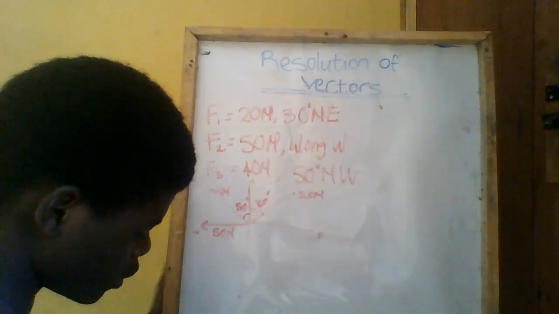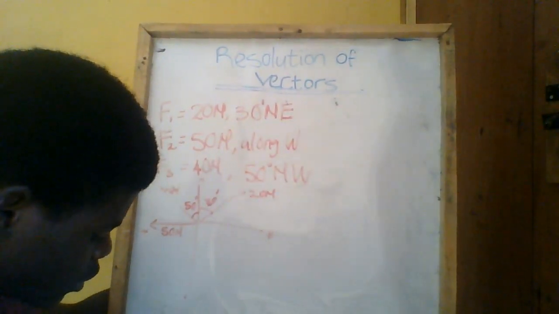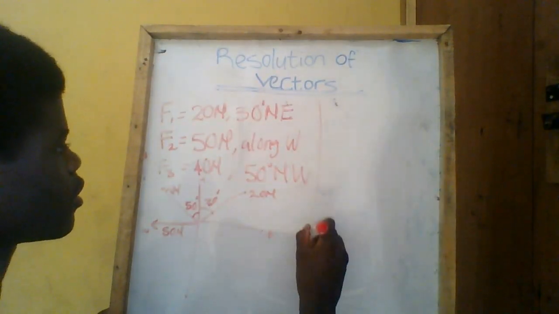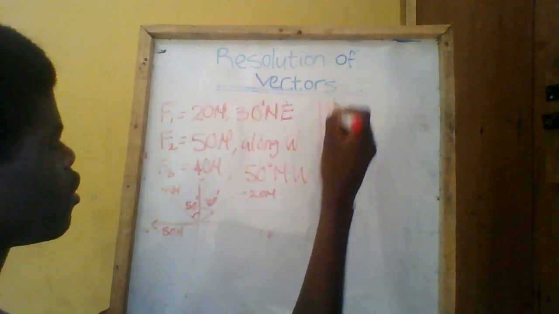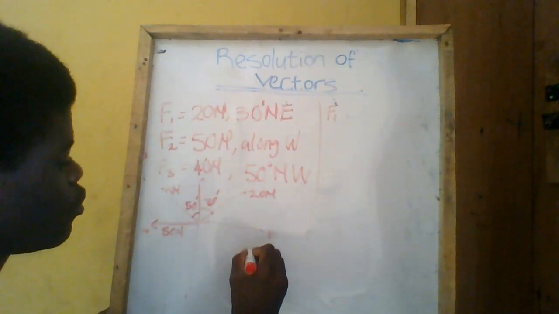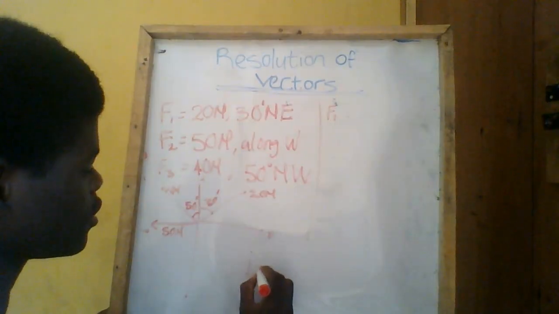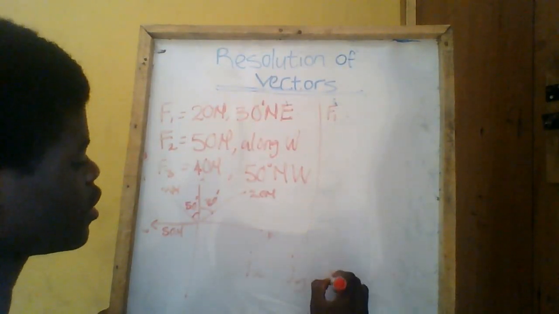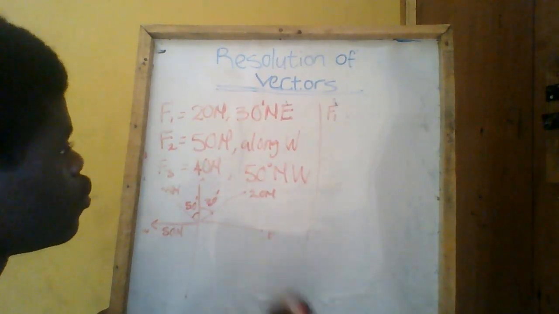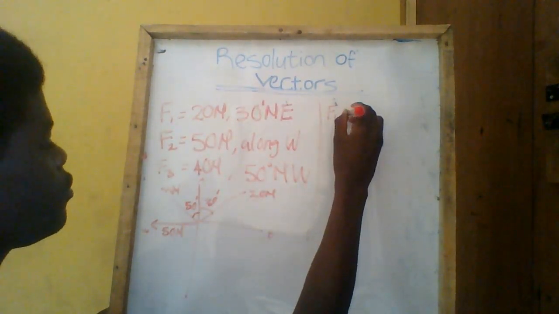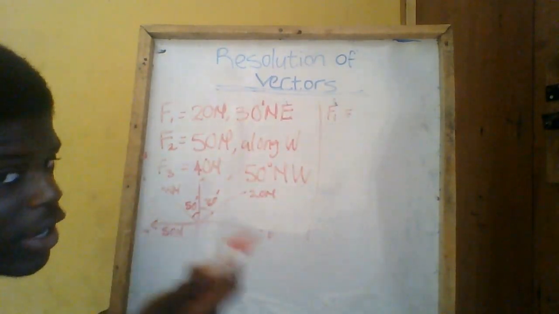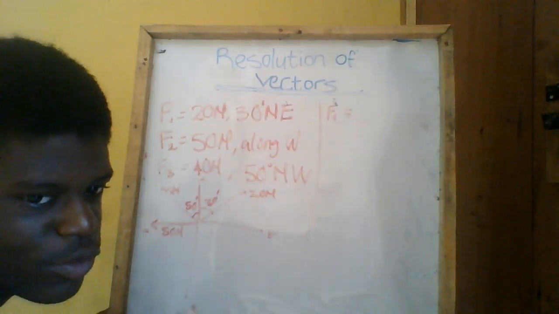Now let's solve. Solving this vectorially, we use the i, j and k concept. F1 has two components, the x and the y component. I told you in the last video that i is the x component and j is the y component. k will be the z component, but there's no z component here. So F1 will be, i is what?